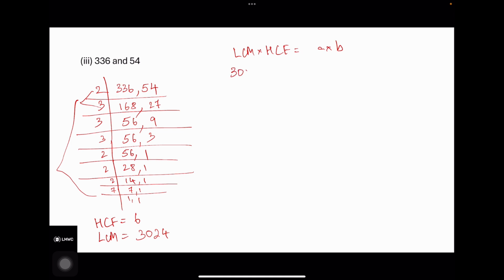So LCM, we have 3024 times 6 equals 336 times 54. Taking the product of these two, we are going to get the answer 18,144. Similarly, we are going to get 18,144. Hence, it is verified.